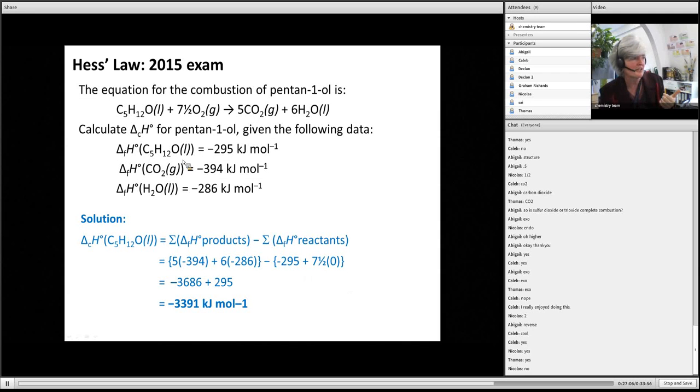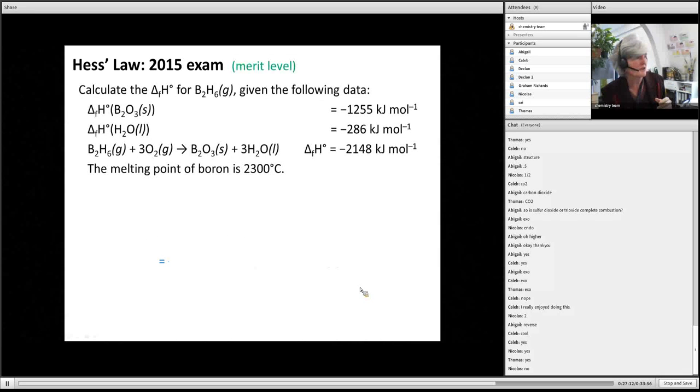Because you might go, oh, I can't do this because I'm not given all the information. Okay, that's the way to get around it. Otherwise, do it the long way. So that was actually sort of achieved level. Hess's law is often a merit level, depending on how tricky they make it, but otherwise it's a merit level question.